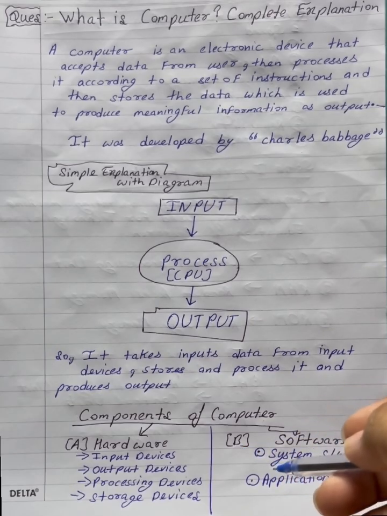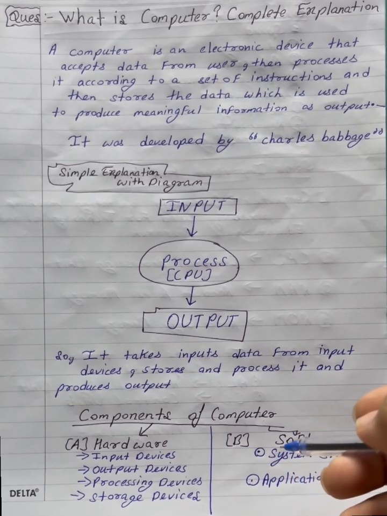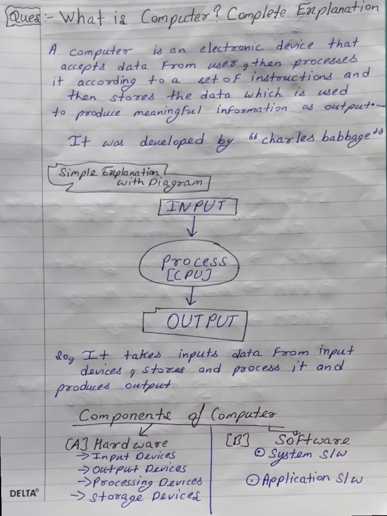Now let's talk about processing devices. Processing devices are responsible for performing calculations, logical operations, and controlling the overall functions of the computer. Here, the CPU is the primary processing device in a computer system. The CPU is often referred to as the brain of the computer because it controls all the operations and processes all the instructions.